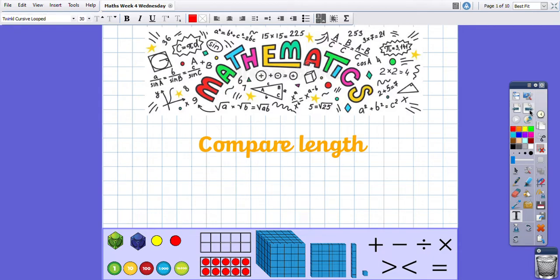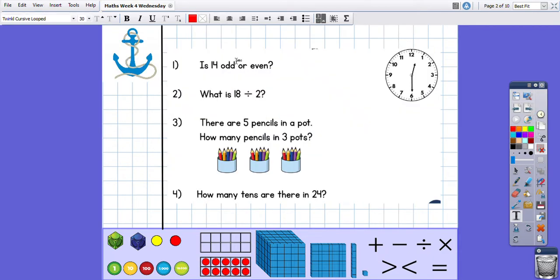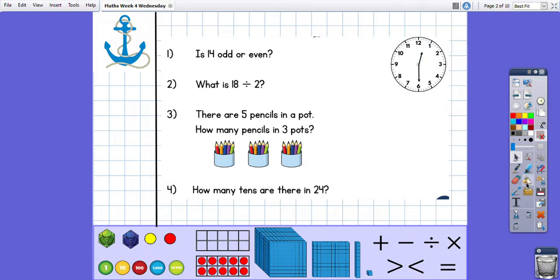So before we start, see if you can think what the word compare means and what we do if we compare something. Our warm-up for today is these 4 questions and the clock. So pause the video, have a go at your answers, and then unpause me and you will hear me go through them. So question 1, is 14 odd or even?